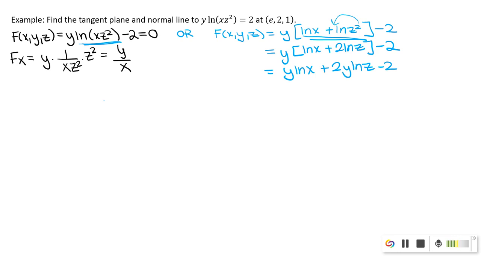So you could actually rewrite the function as y ln x plus 2y ln z minus 2. And then when you find the derivative, the only term that has an x in it is the first one. And so you would just get y times 1 over x, which is y over x. It gives you the exact same thing. So there's another way to think about that derivative. Doesn't matter how you do it.